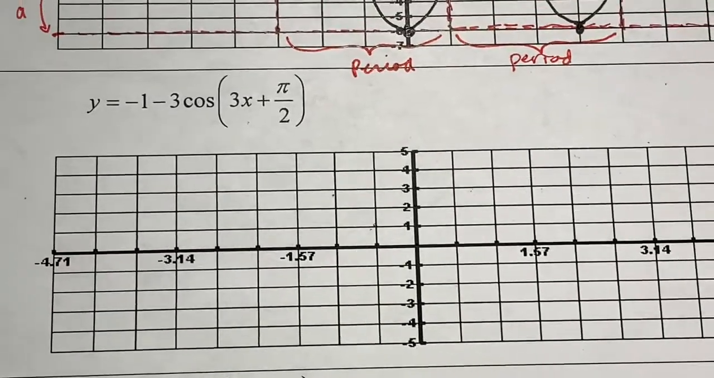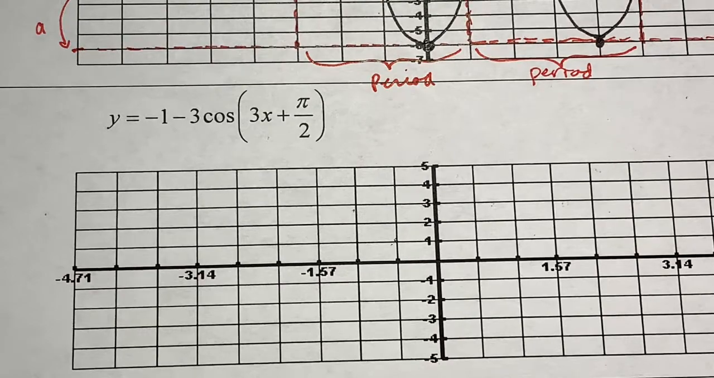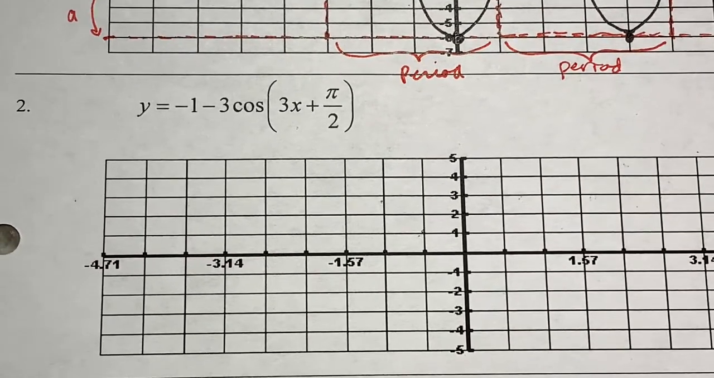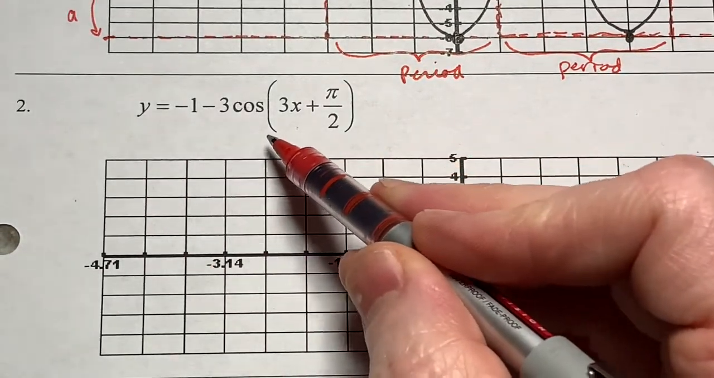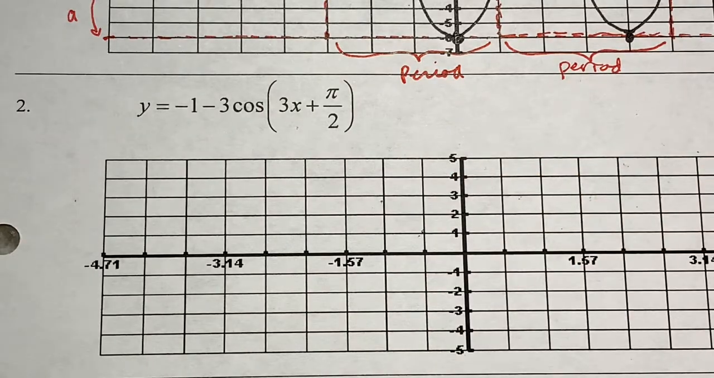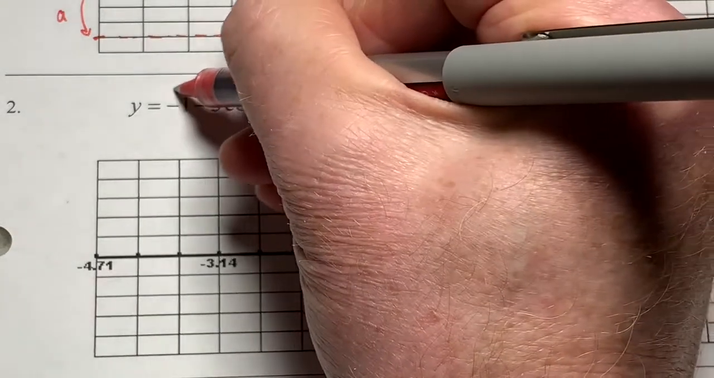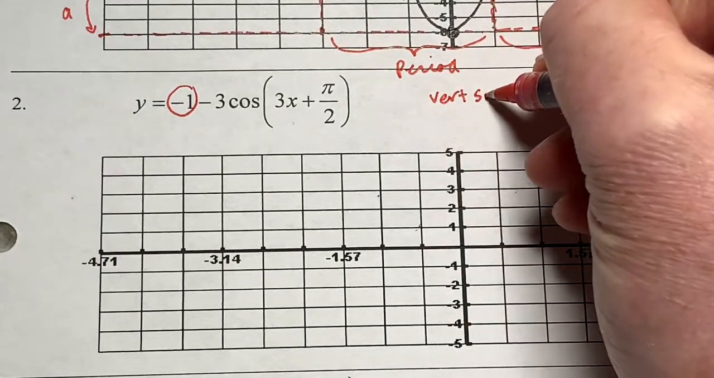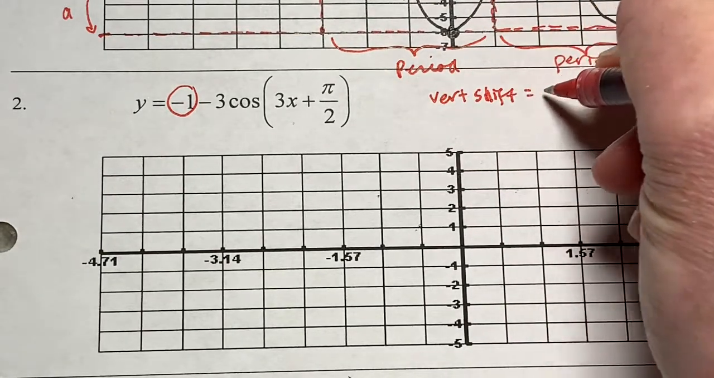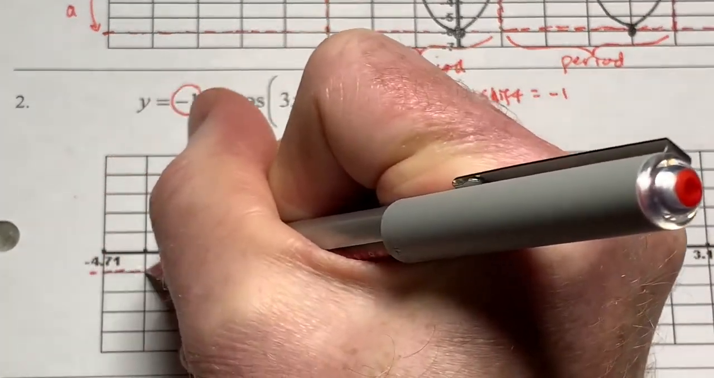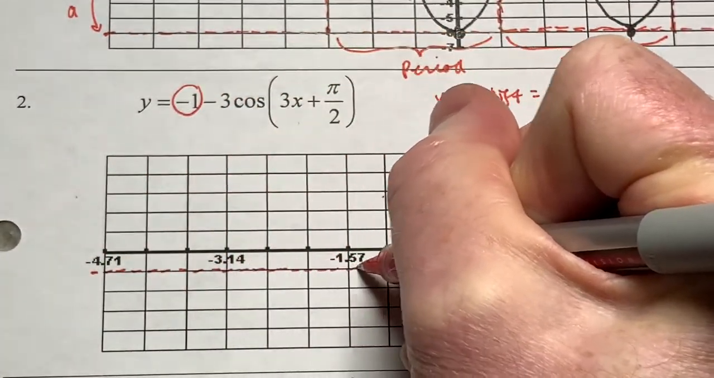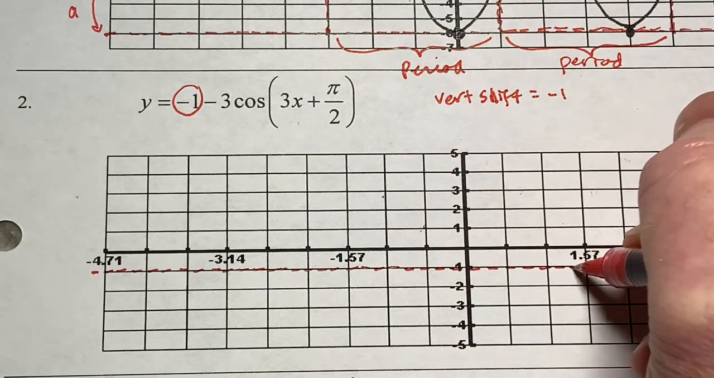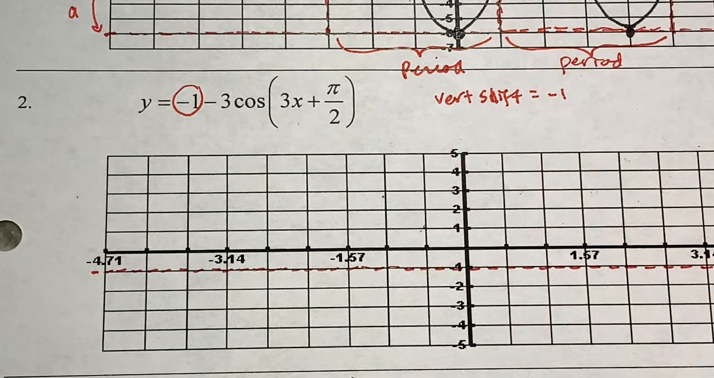So this second graph on your classwork, this is page 71, is y equals -1 minus 3 cosine of (3x plus pi over 2). So let's take a look at this. First thing we always want to look at is the vertical shift, right? So my vertical shift is -1. So I'm going to come down here and mark a -1, and that is the middle horizontal line of my box.